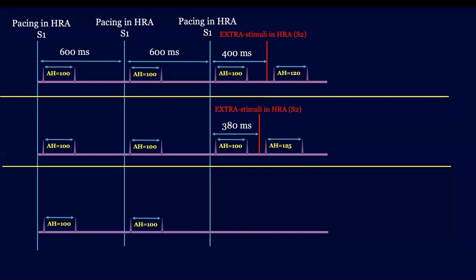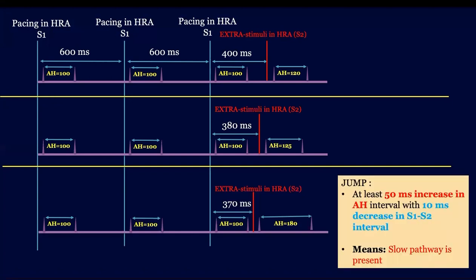But then, the closer we bring the S2, all of a sudden, we brought it down by 10 milliseconds from 380 to 370, and we see that the AH interval has blown up from 125 to 180. And by definition, that tells us there is a jump. The jump is defined as a 50 millisecond increase in the AH interval with a 10 millisecond reduction in the S1, S2 interval. So the AH interval has increased from 125 to 180, that's 55 milliseconds, and the S1 to S2 interval we dropped by only 10 milliseconds, from 380 to 370. So that's the definition of a jump.